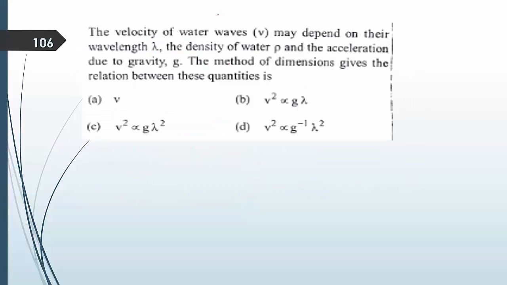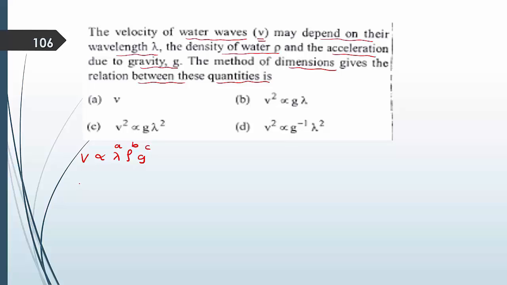Question number 106. The velocity of water waves V may depend on their wavelength lambda, density of water rho, acceleration due to gravity g. The method of dimension gives the relation between these quantities as? Yes, see here, I am going to write velocity of water V. It is depending on, means we can write proportionality, wavelength lambda, density rho, acceleration due to gravity g.